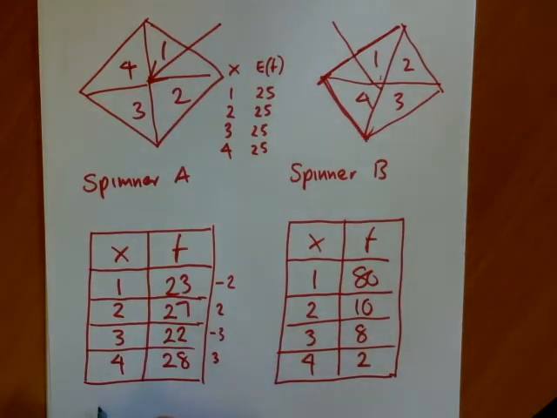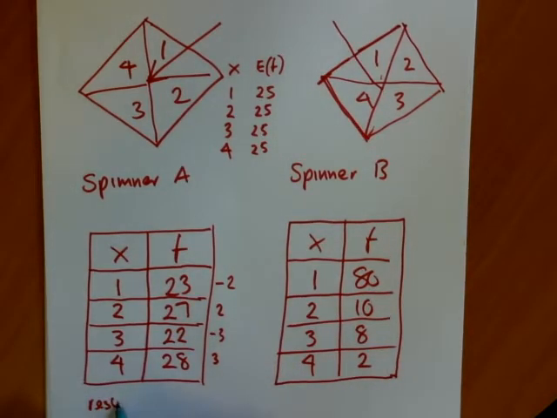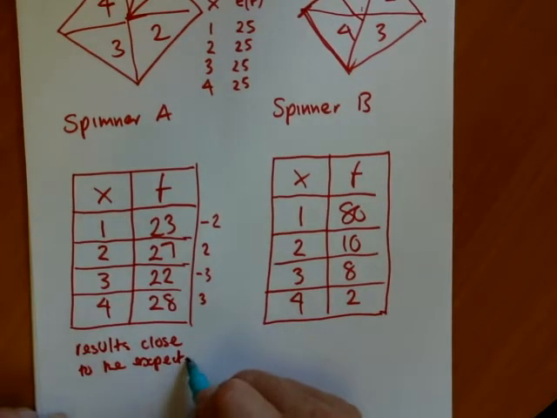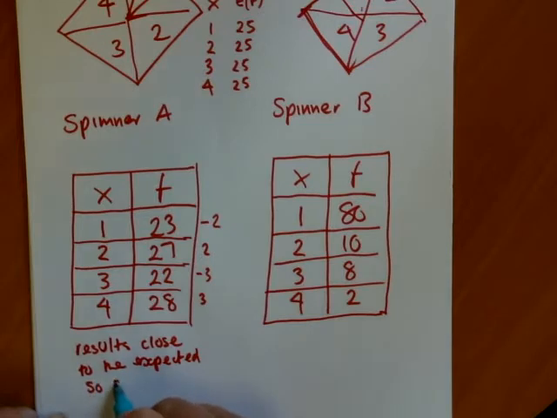So I would say results close to the expected. Get that onto the screen. Results close to the expected, so spinner is fair.